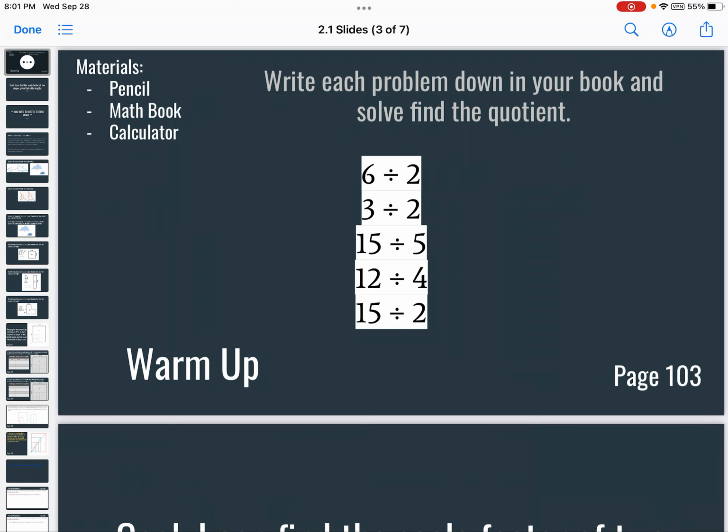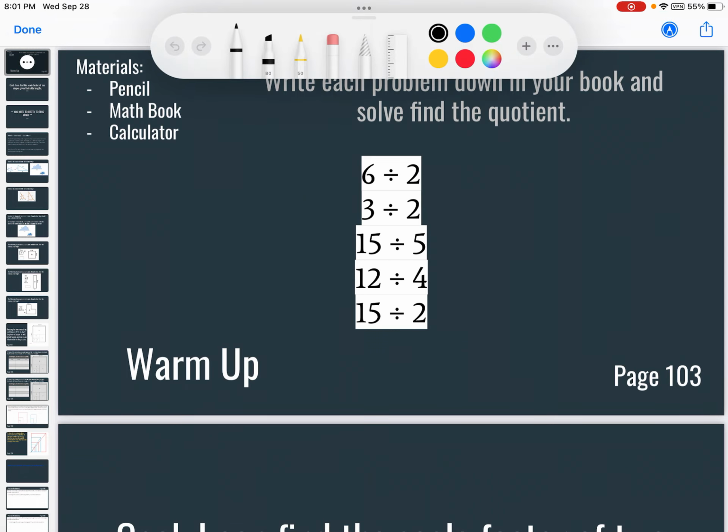Alright, these are just to help us review our division facts. So hopefully we can do these without a calculator. If we cannot do them without a calculator, we should start practicing our division again, because that's going to be really important this unit. This first one is 6 divided by 2, which is 3.